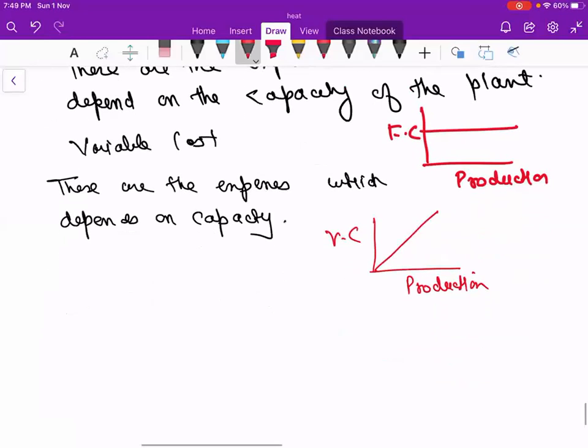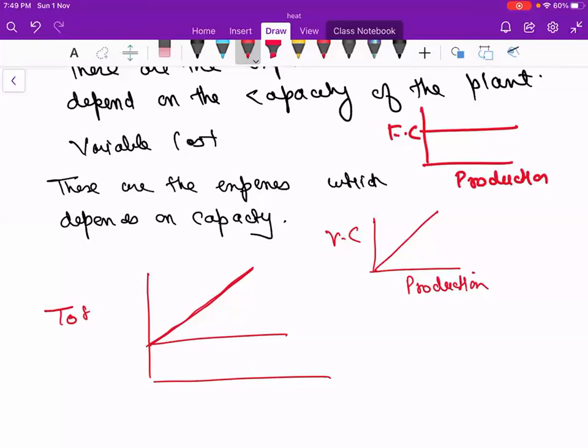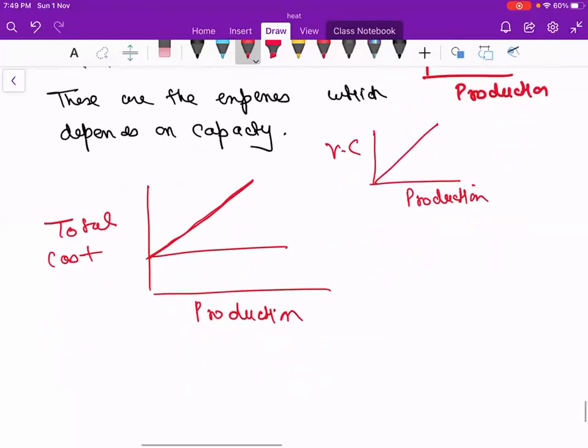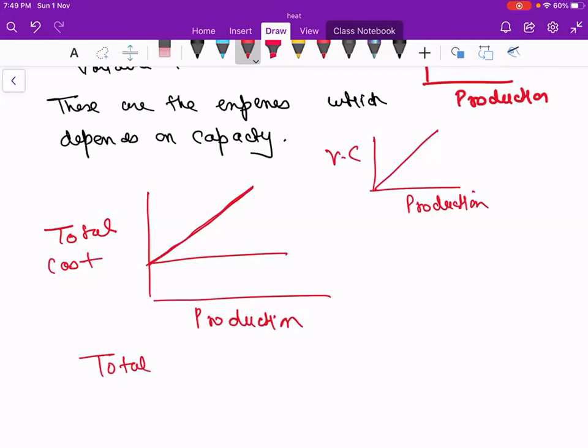So if I want to make a combination of this graph, it will be like this. This is fixed cost and this will be like this. Okay. So this is total cost, and this is production. So what is total cost? Total cost equals fixed cost plus variable cost. Okay, so this you can write.